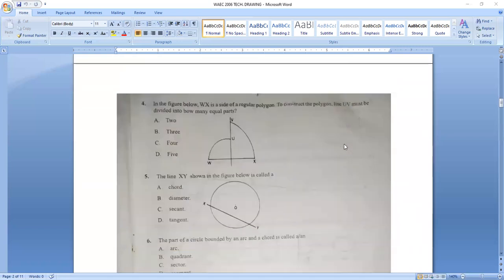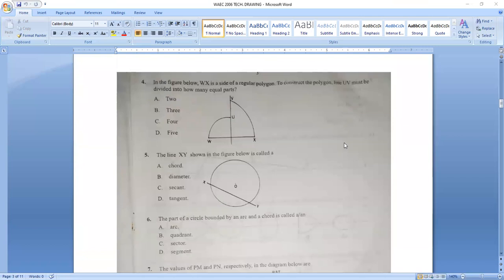Then we move to question 4. It says that in the figure below, WX is the side of a regular polygon. To construct the polygon, line UV must be divided into how many equal parts? The answer to this question is option A. So line UV must be divided into 2 equal parts. If you have been taught how to construct a regular polygon, given the length of side, you will understand what this drawing means. So we divide distance UV into 2 equal parts.